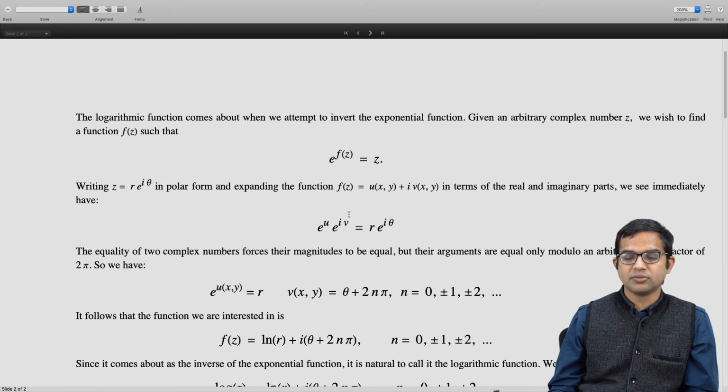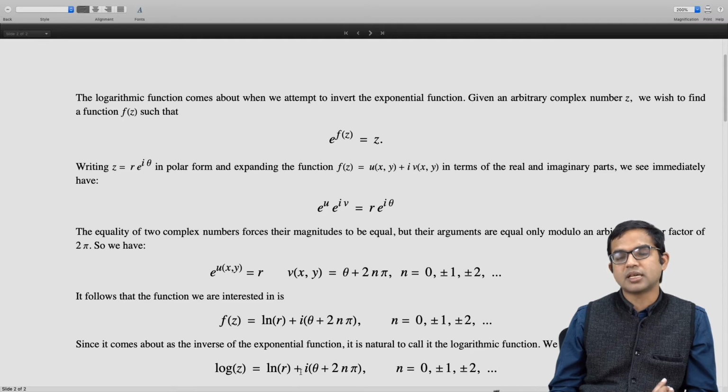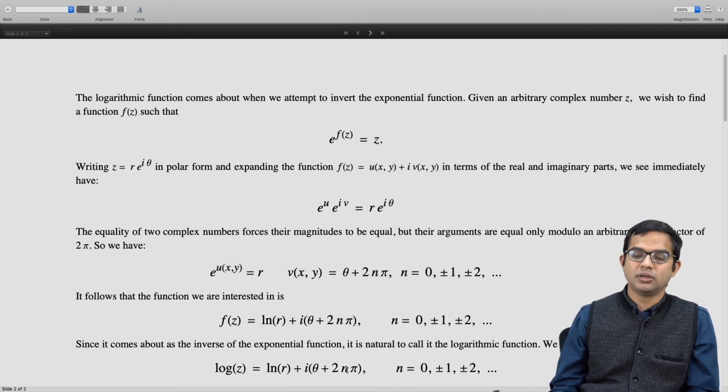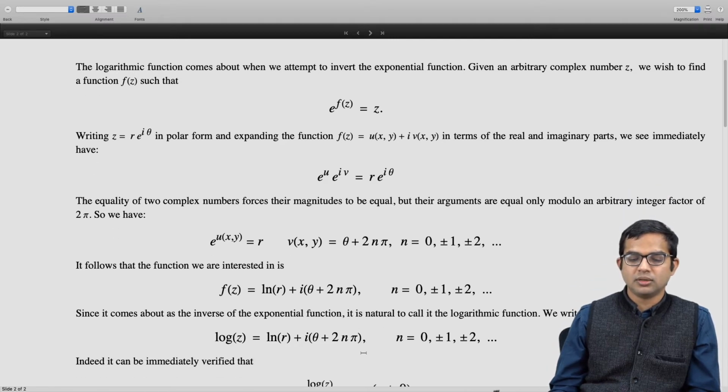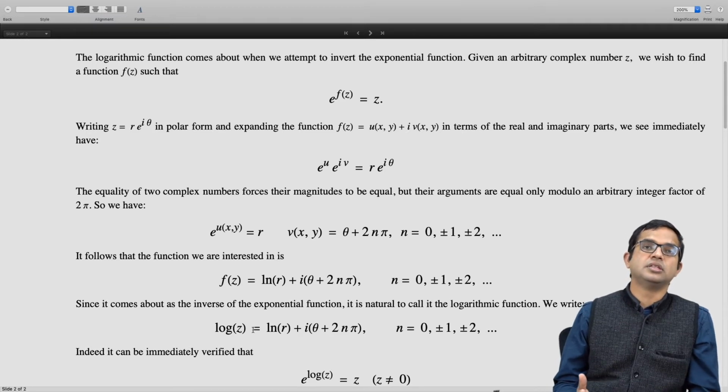So this is something which we can define as the logarithmic function. We write log of z as log z, what is called a multi-valued function, which is log r plus i times (theta plus 2n pi), where n can take any of these values: 0, plus or minus 1, plus or minus 2, and so on. So it may be verified that e to the log z is equal to z as we desired.